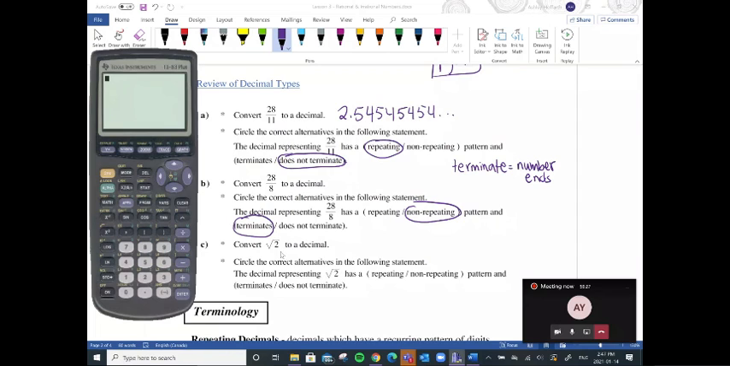Okay, and then our last one they ask us to do is convert root 2 to a decimal. So type in square root, which is the second button, and then x squared. For those of you that aren't familiar with your calculators, each button on here, for the most part, can represent 3 different functions, and they're color coded.